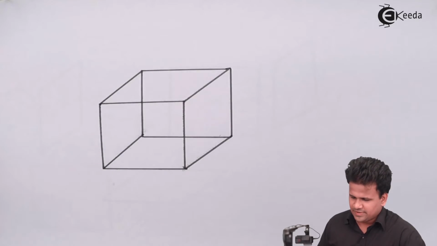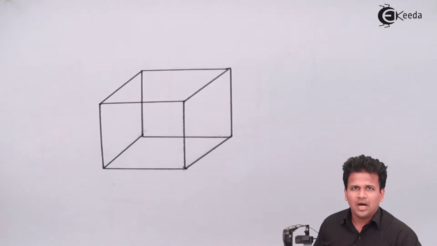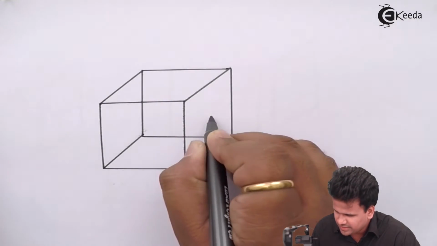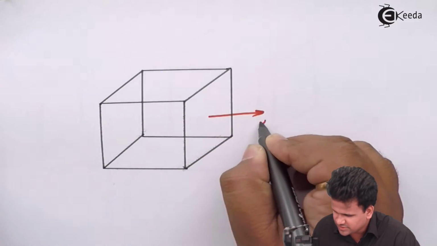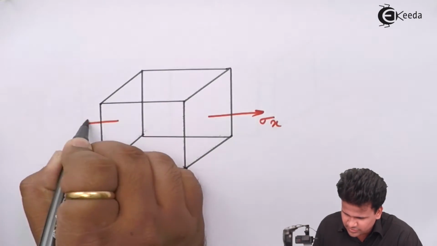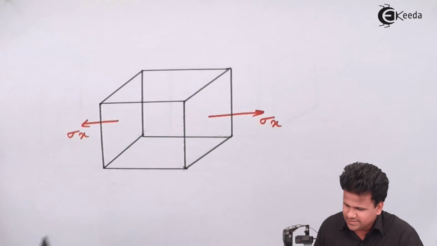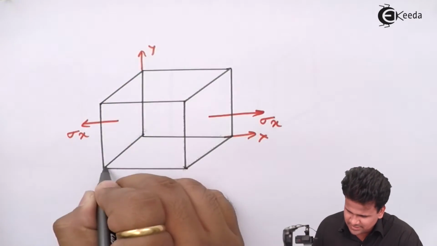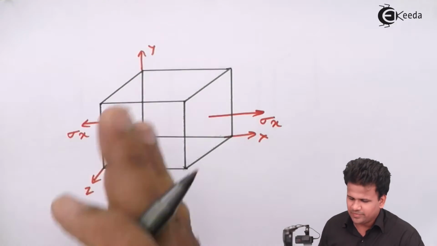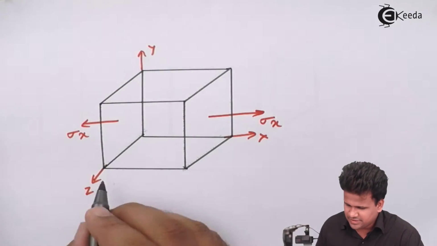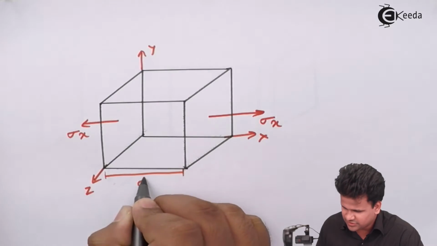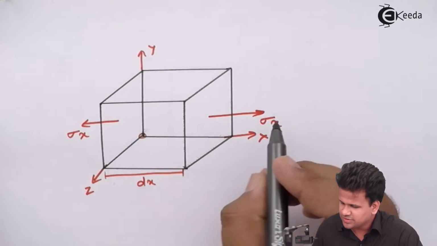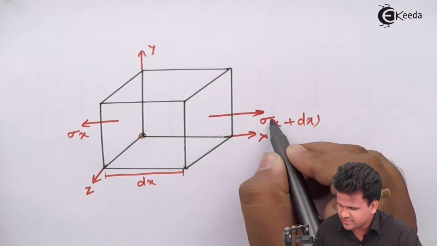Now the first stress which we are going to draw will be along x direction. This will be sigma x, this is also sigma x. But now let us see this properly. So this is the x-axis, this will be the y-axis, this will be the z-axis. So this plane will be the x plane, x direction. Now this is changing by a distance of dx. So over here this is sigma x at the origin, so this will be sigma x plus dx.